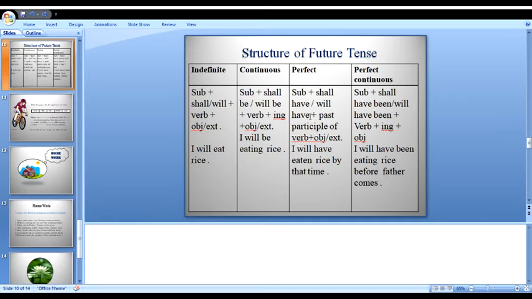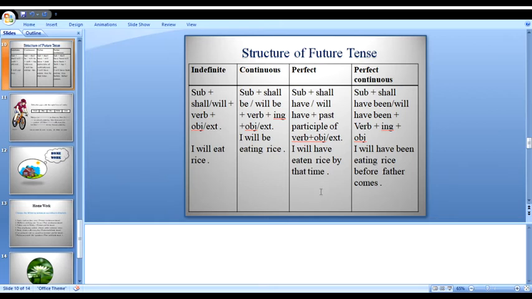Then come to future perfect tense. Future perfect tense is used to indicate the completion of an action by a certain time in the future. For that tense, the structure will be subject plus shall have or will have plus past participle form of verb plus object or extension. For example, we can write I will have eaten rice by that time.